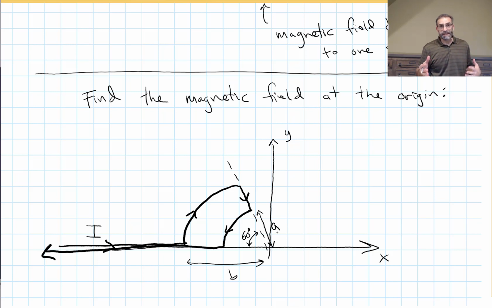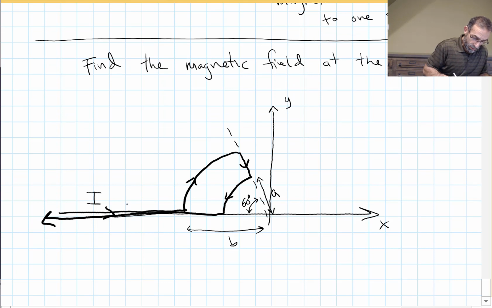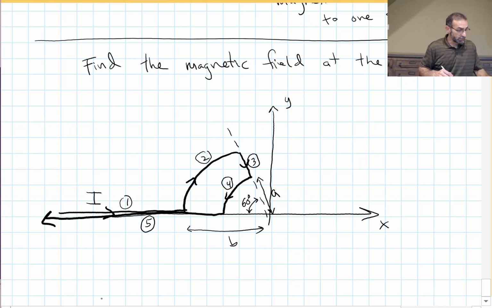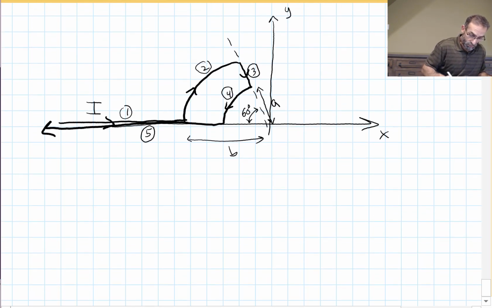What are we going to do to solve this problem? Break up the segments. Think about one segment at a time. I'm going to number them. I've got 1 coming in from infinity, 2 the larger arc section, 3, 4, and 5 going out to infinity again. So let's look at them one at a time.